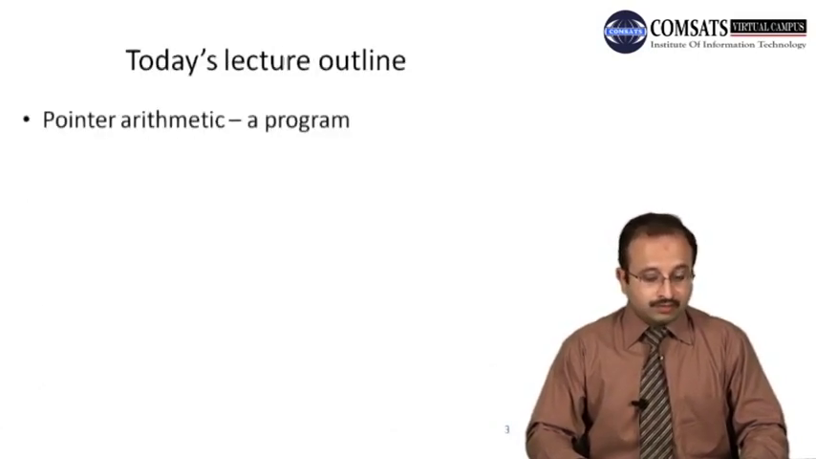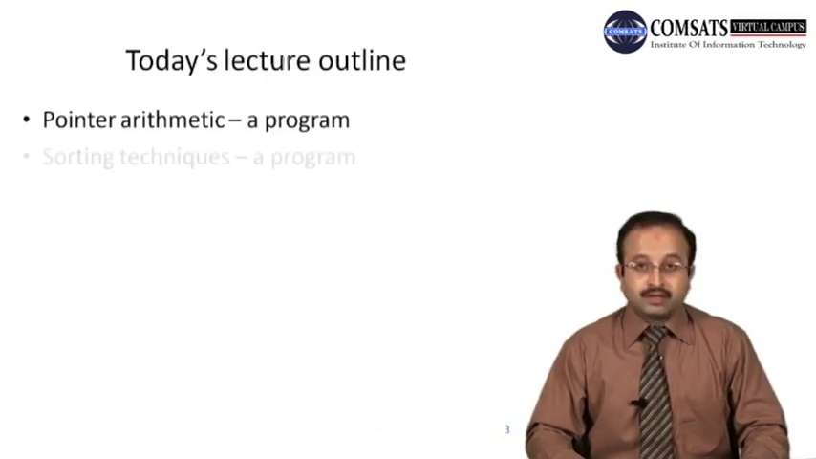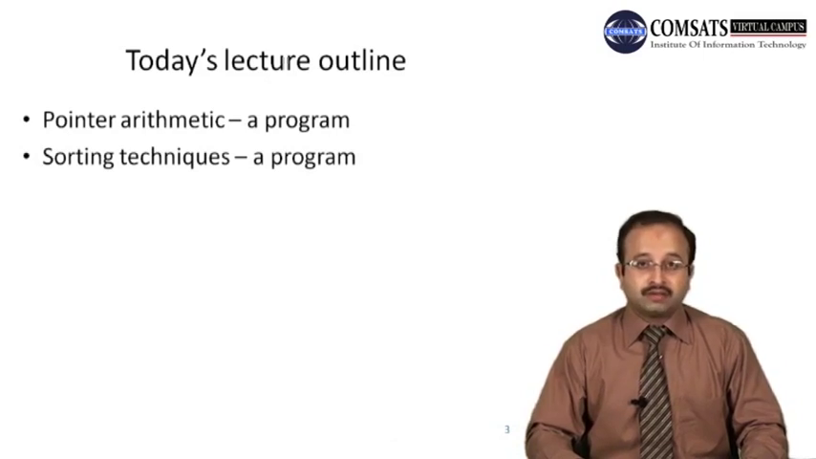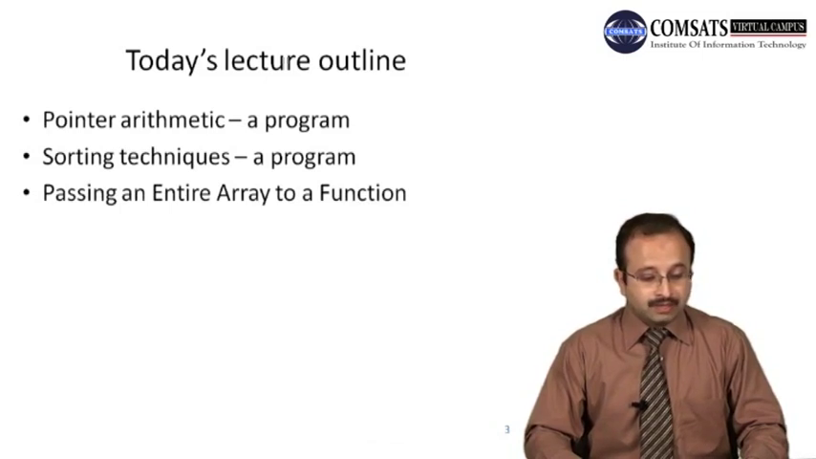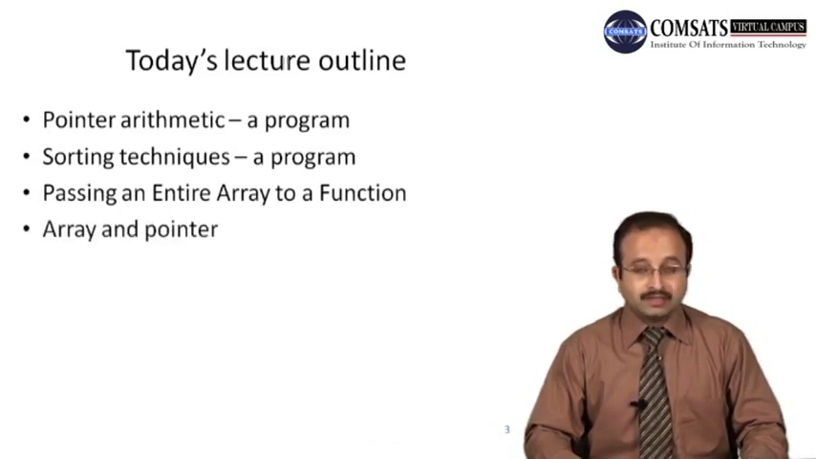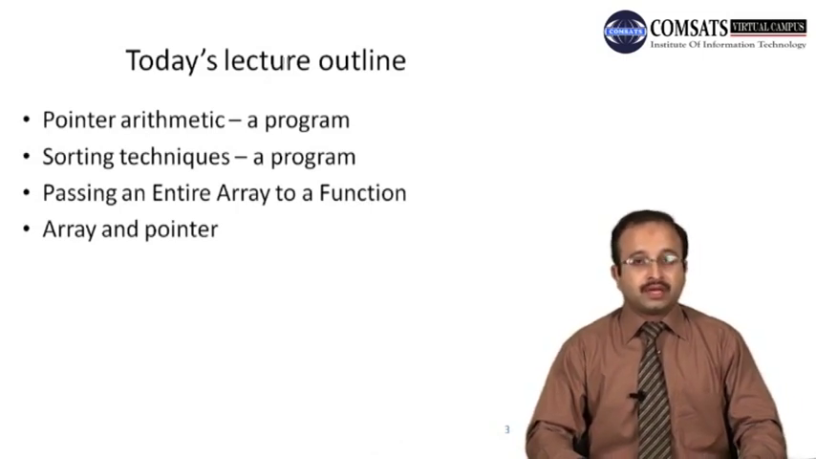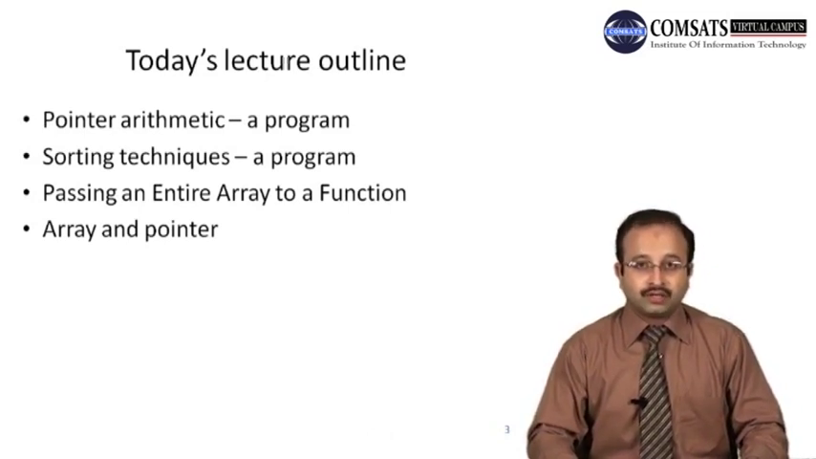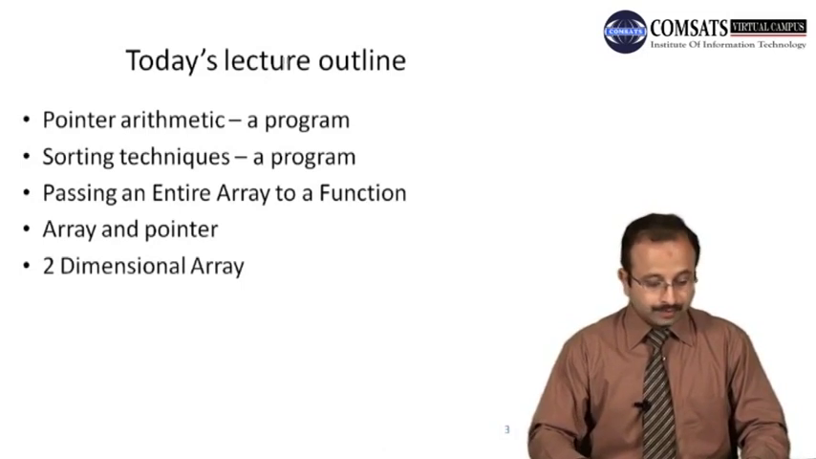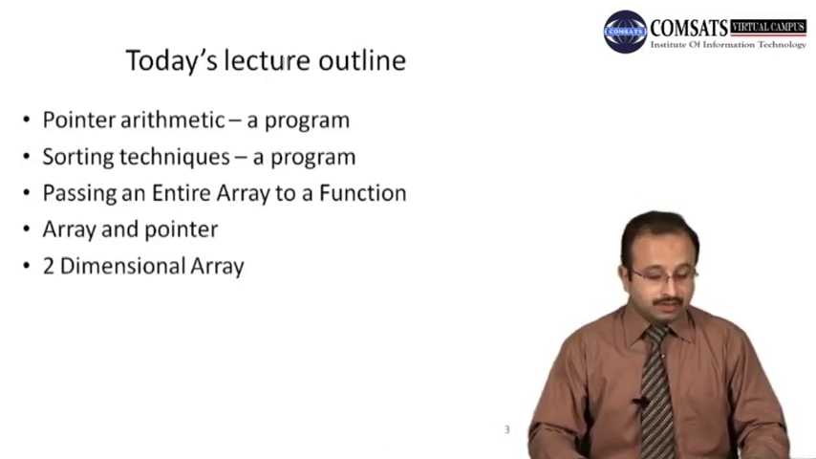Today's lecture outline. Today we see some pointer arithmetic in a program, and then we see sorting techniques. I will show you one program for one of the techniques, and I hope that you will be able to write the program for the other techniques as well. Then passing an entire array to a function, arrays and pointers. That is a very important concept, and in this section we will see that an array is actually a pointer that points to a group of elements having the same data type. Then the two-dimensional array. Until now we have seen a one-dimensional array that has only a single row. Now in a two-dimensional array we have rows and we have columns.